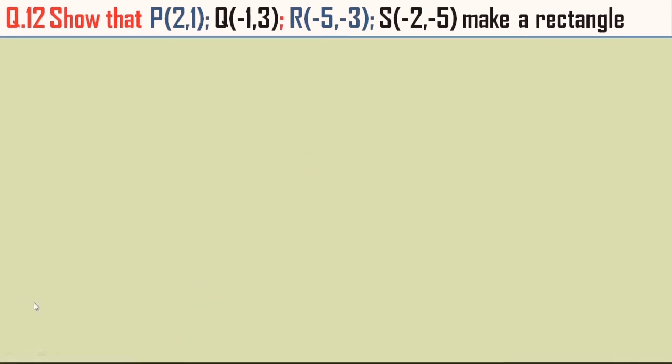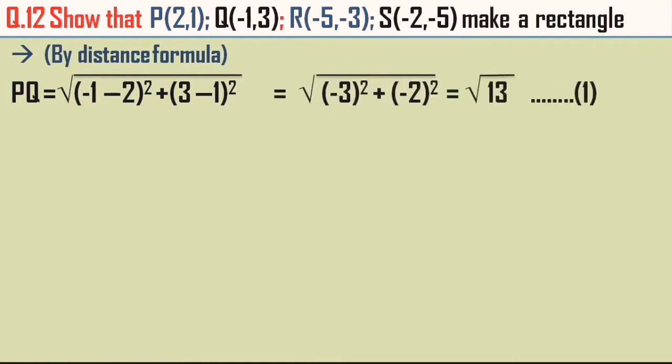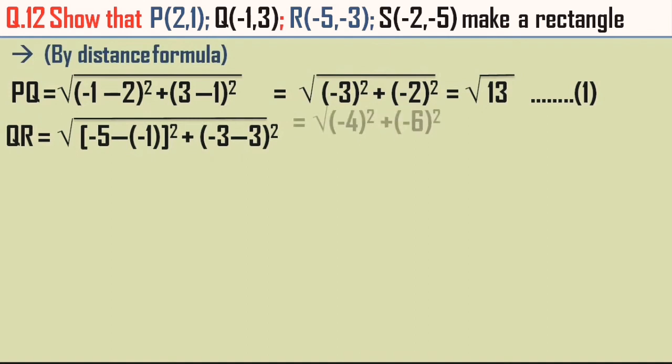So boys and girls, as we know our action plan, let's begin with finding the side PQ by using distance formula. Here is PQ. We know the formula: square root of x2 minus x1 the whole square plus y2 minus y1 the whole square. Observe the coordinates given in the question very carefully. Substitute them in the formula. After carrying out the operation by using integers rule, you will get the final value root 13.